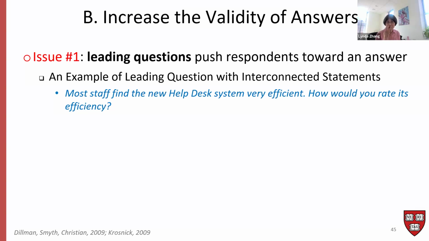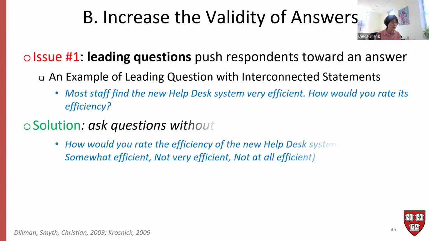This is already telling respondents that other people think this, so it must be a popular opinion. I better follow that, even if they don't agree with it initially. Therefore, the validity of the study can be compromised by stating the first sentence. So the solution is to ask questions without prompts. Just say, how would you rate the efficiency of the new help desk?